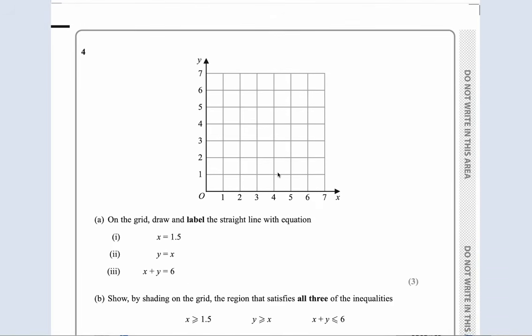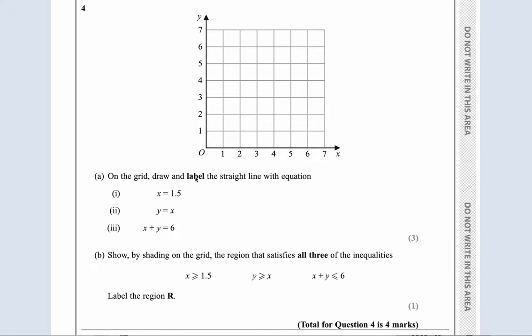Okay, question 4. On the grid, draw and label the straight line with equation this, this, and this, right? So we're going to draw 3 lines. First one, x equals 1.5. That's easy. We got a 1.5, which is here on the x-axis, and it's a vertical line. Now we label it x equals 1.5. Then we draw y equals x. This line is also fairly easy, guys. It's that perfect diagonal line because it's going to pass 1, 1, 2, 2, 3, 3, 4, 4, like this. So this is the line y equals x.